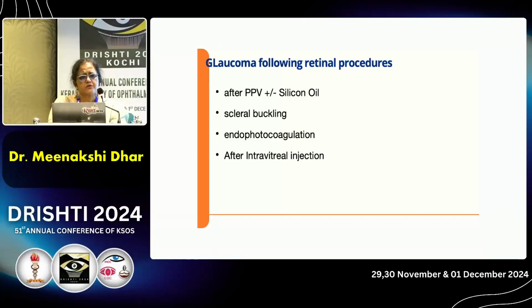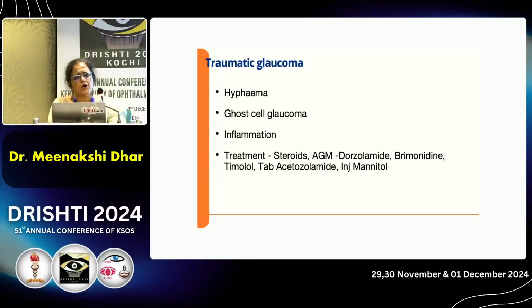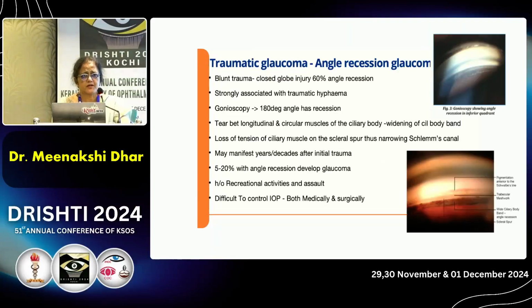Then of course we know that following retinal surgery, whether any vitrectomy or a scleral buckling or photocoagulation, and even after intravitreal injection, there can be a rise of IOP, and it will be with an open angle. Traumatic glaucoma, hyphema, we know that you can have a glaucoma after that, which is of open angle type, and we need to manage it with steroids, anti-glaucoma drugs, and more often the dorzolamide and the brimonidine, and with tab acetazolamide and mannitol.